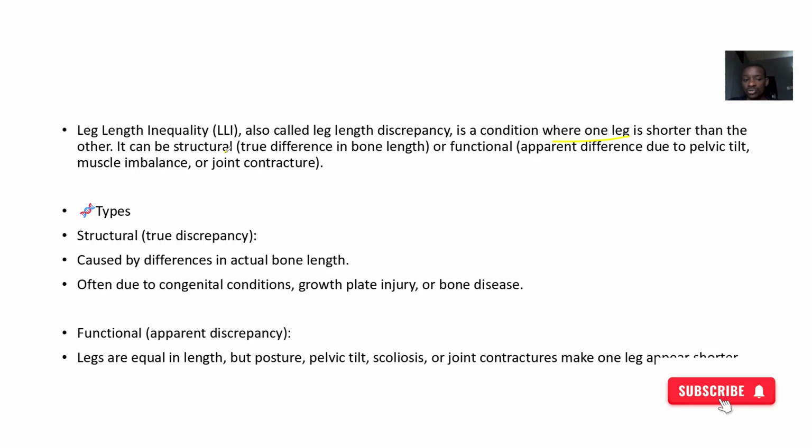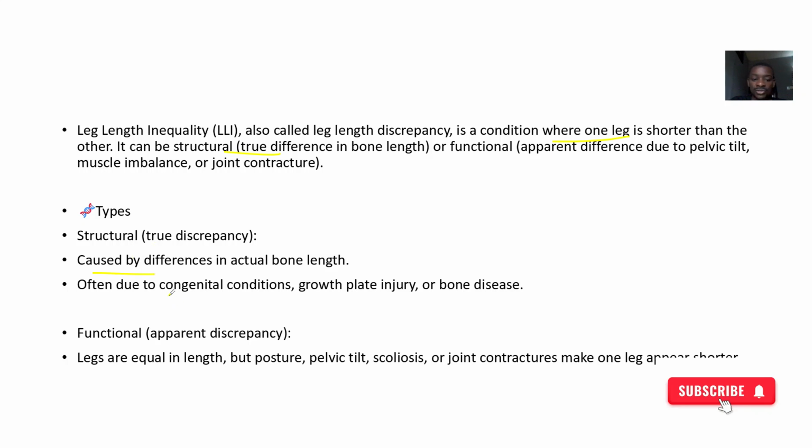So it can be structural, where there's a true difference in the height, or it could be functional, where the legs are not appearing to be abnormal simply because you have an underlying medical condition like muscle imbalance or joint contractures, osteoarthritis, you had an injury there, so you're just limping. Do you understand?